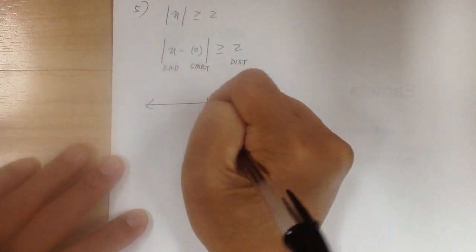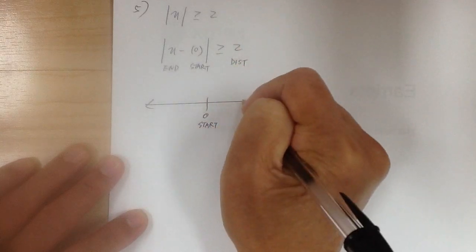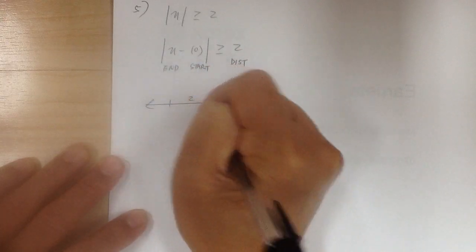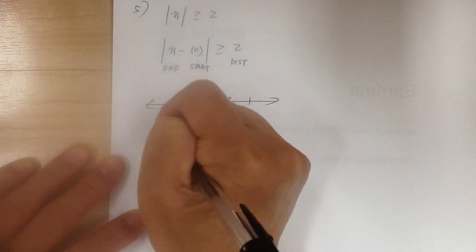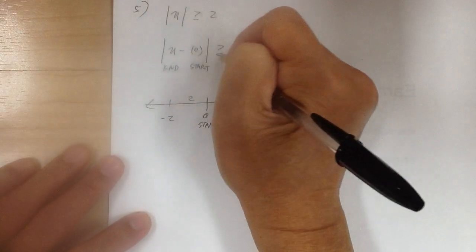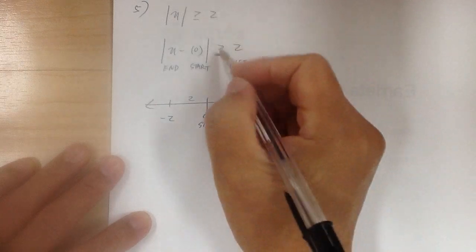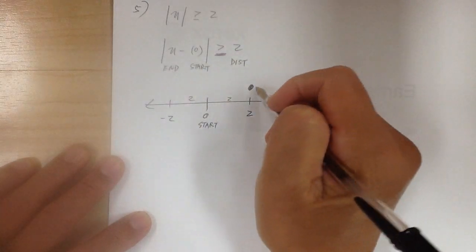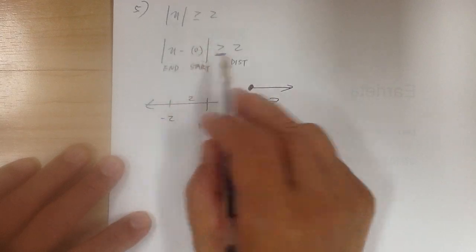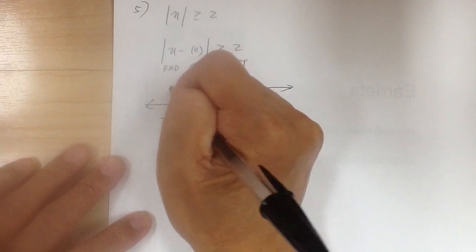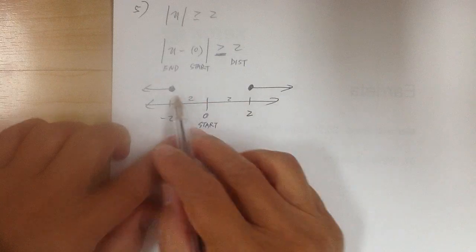So here's your starting point, 0. The distance is 2. So you start at 0, you go 2 this way, you're going to end up with 2. You start with 0, you go 2 this way, you're going to end up with negative 2. And this one has an equal, so it's going to be a closed circle. And notice the arrows are pointing away from the starting point. Your starting point is your reference point. So the arrows are pointing away.